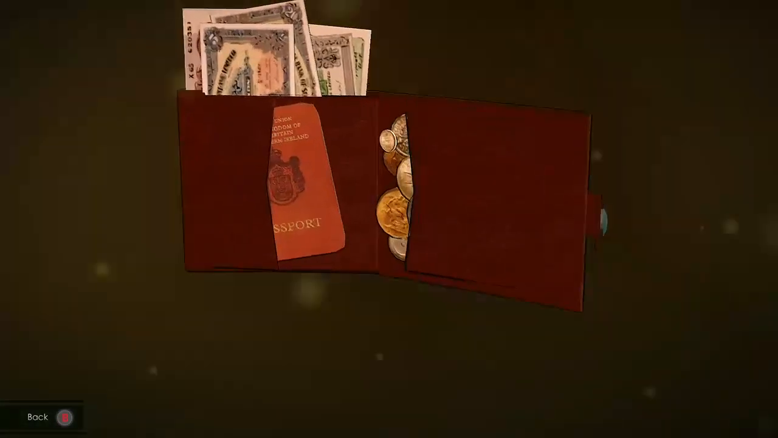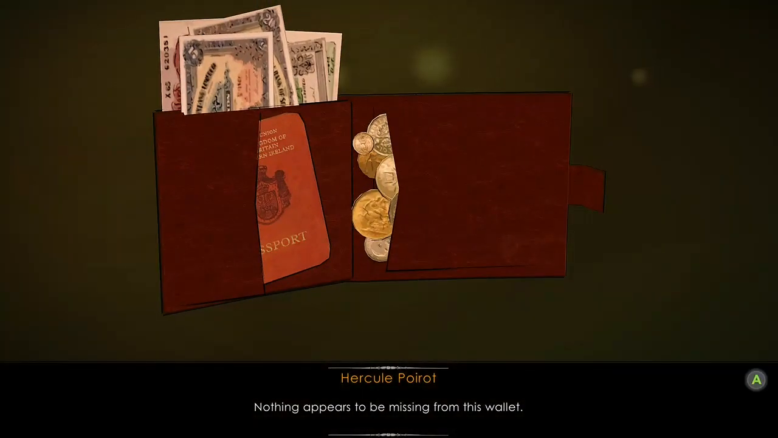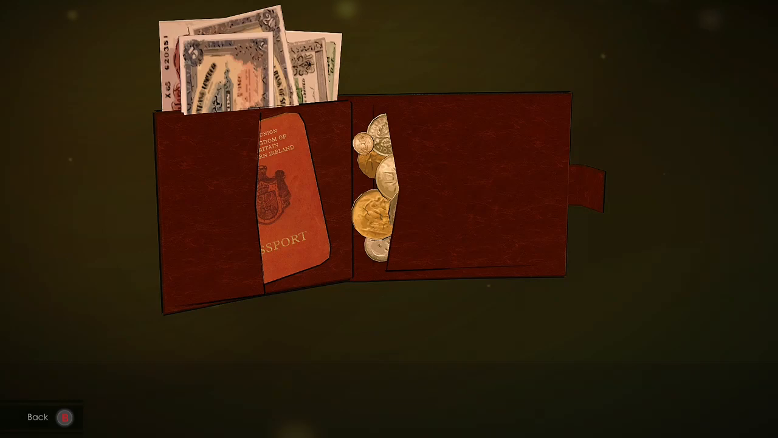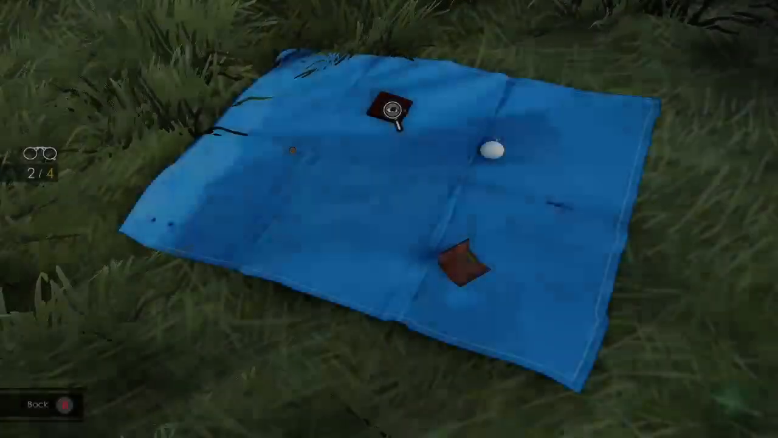Wallet? Nothing appears to be missing from this wallet. Passport? What the frick has he got a passport in his wallet for?